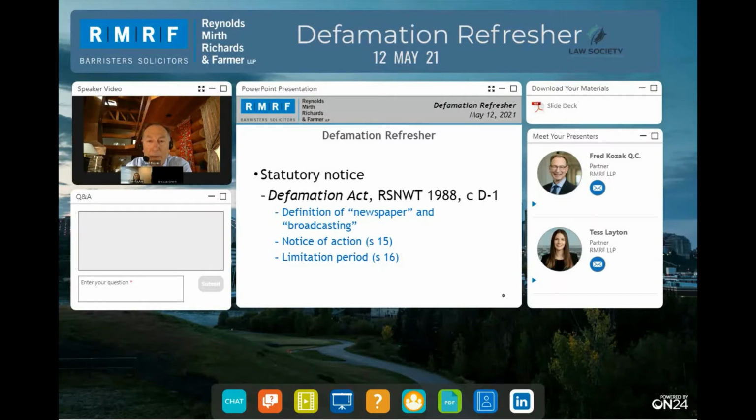And the notice has to be personally served. So without taking that step, you're statute barred from proceeding to a lawsuit. Second limitation period to be aware of, Section 16 says that you have to commence your action within 6 months of the date of the publication or broadcast or the defamation.